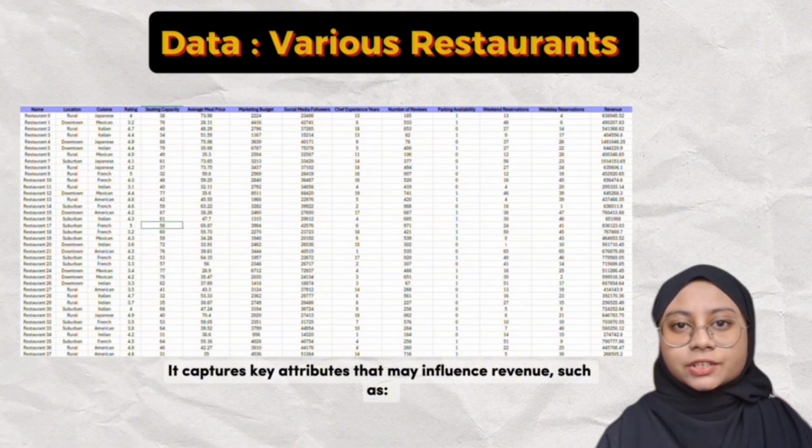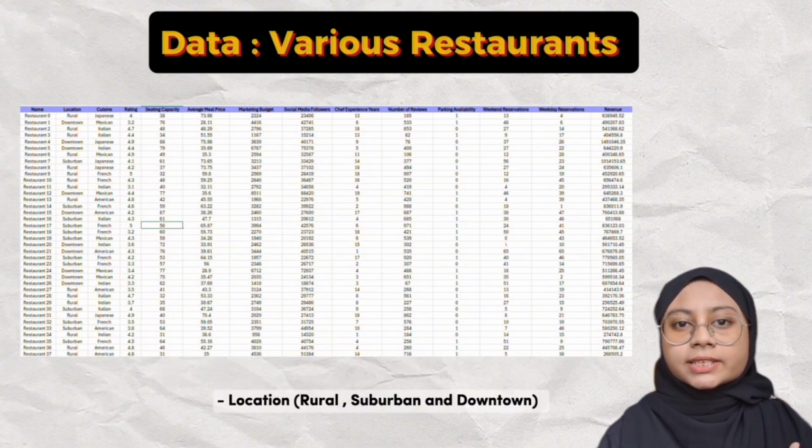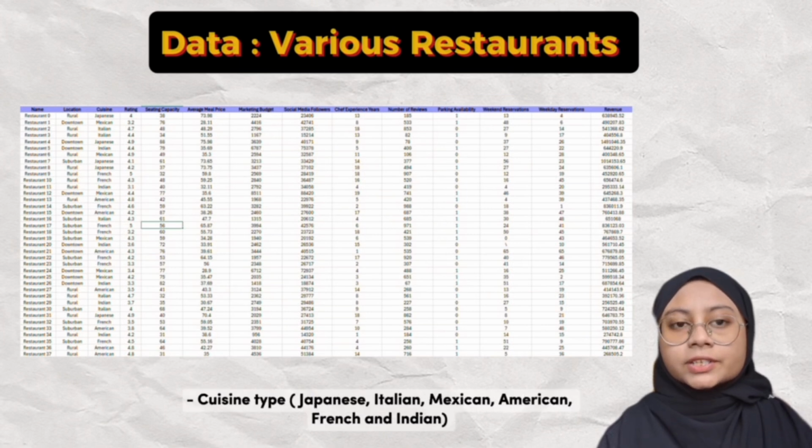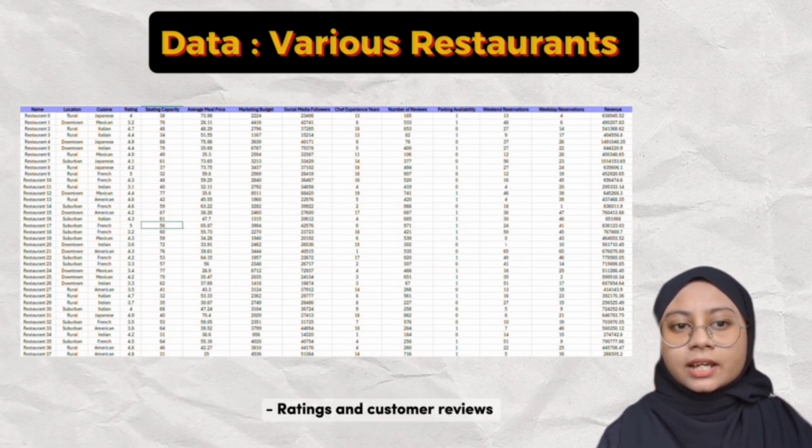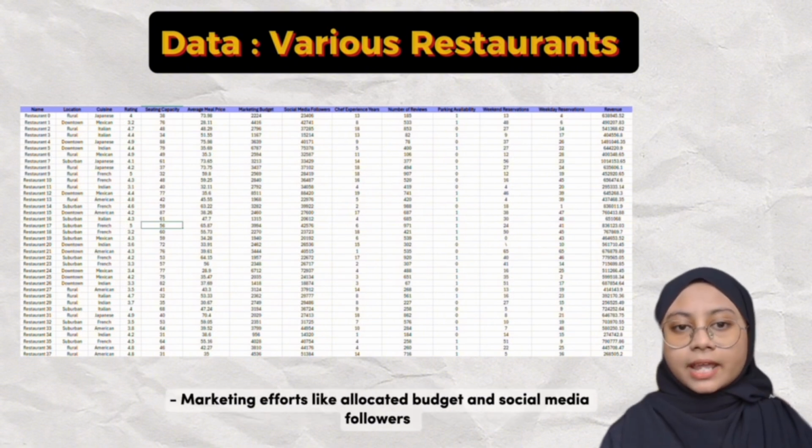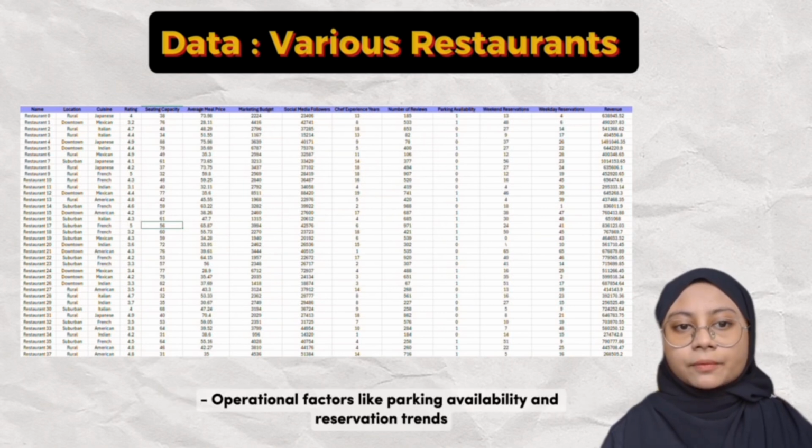It captures key attributes that may influence revenue, such as, first, location, which is rural, suburban, and also downtown. Then the cuisine type, which is Japanese, Italian, Mexican, American, French, and also Indian. And also ratings and customer reviews, seating capacity and average meal price, marketing effort like budget and also social media followers, and lastly operational factors like parking availability and reservation trends.